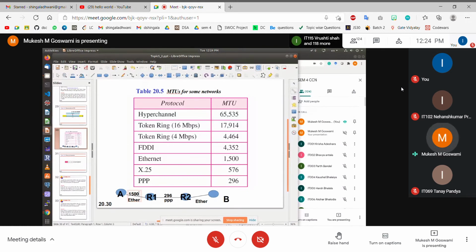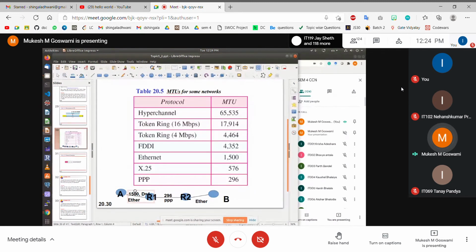So for example, if R1 receives a packet with D bit set to 1, what will happen? If R1 receives a packet of size 1500 with the D bit set to 1, what will happen? In this particular case, R1 will not be able to fragment this packet, because the sender is saying that it is not possible to fragment by making D bit equal to 1. So when D bit is equal to 1, R1 cannot fragment. At the same time, R1 cannot transmit.